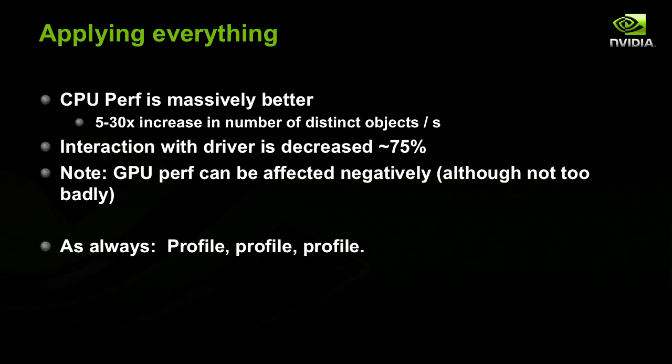So let's apply everything. I don't have firm perf numbers with me, but I did them. I just wasn't ready to talk about them. Basically, what we're seeing is a 5 to 30x increase in the number of distinct objects a second that people can draw using these techniques. The interaction with the driver is significantly decreased, but there's the one downside, which is that GPU perf can be affected negatively. So, as always, profile.